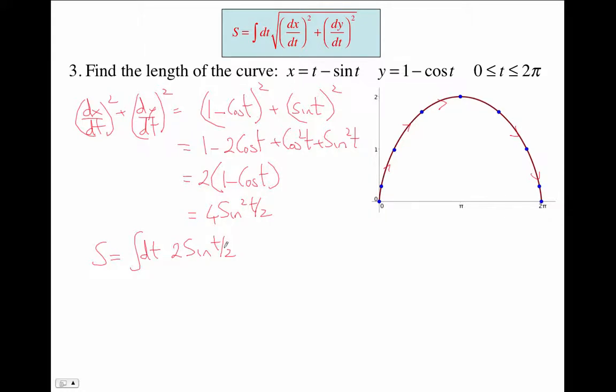When t goes from 0 all the way up till 2 pi, then indeed this is always positive. So we can go from 0 to 2 pi. There's no problem over that. The integral of 2 sine t by 2 is 2 into cosine of t by 2 with, of course, a minus sign. And this goes between 0 and 2 pi. So this gives us 8. That's the length that we will have walked in going from 0 to 2 pi.